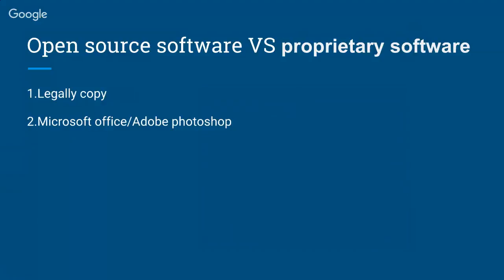So next is open source software versus proprietary software. Only the original authors of proprietary software can legally copy, inspect, and alter the software, and computer users must agree, usually by signing a license displayed the first time they run the software. Good examples of proprietary software are Microsoft Office and Adobe Photoshop.